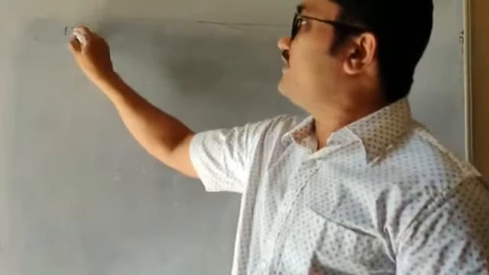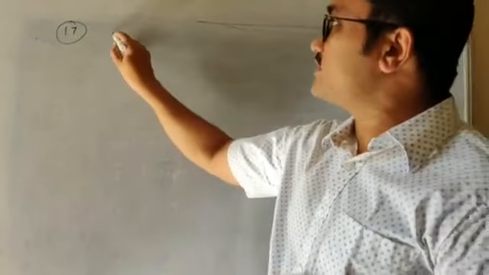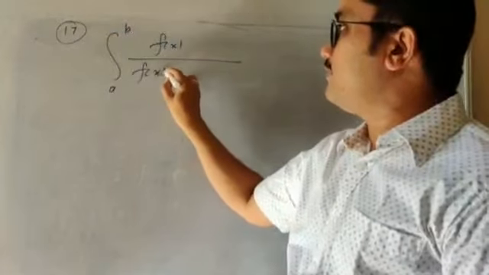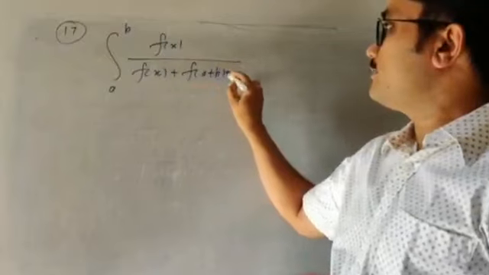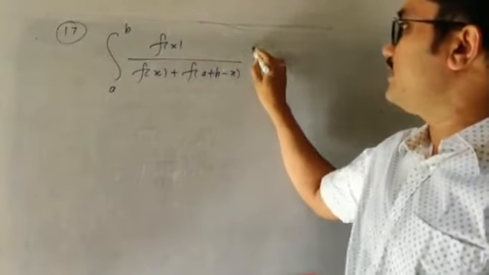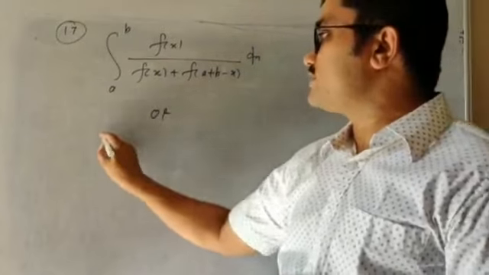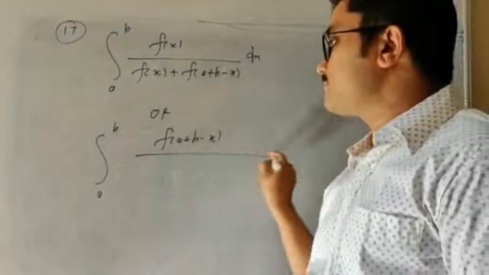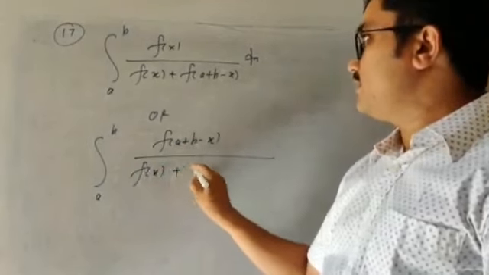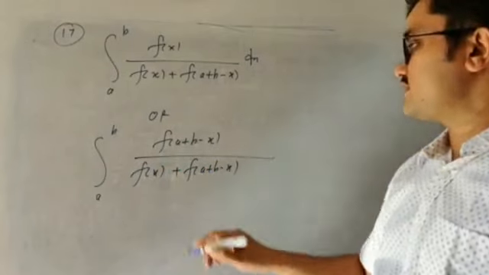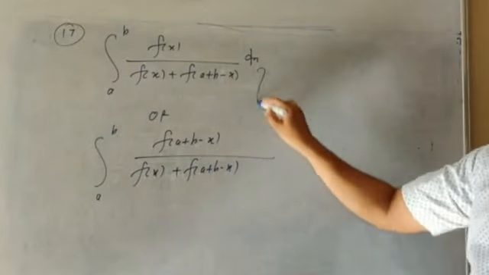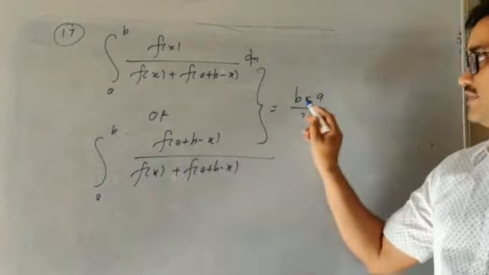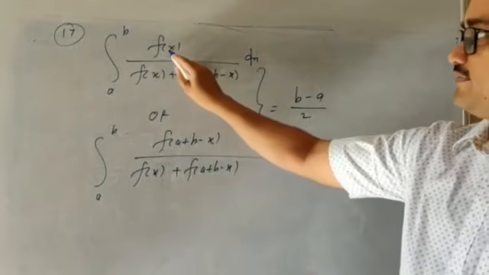Okay. Question number 17, which is one of the shortcuts in such questions, that is the integration from a to b of f of x upon f of x plus f of a plus b minus x dx. Or a similar question can be asked as the integration from a to b of f of a plus b minus x upon f of x plus f of a plus b minus x. In both these cases, the answer is b minus a upon 2, so the upper limit minus lower limit upon 2.